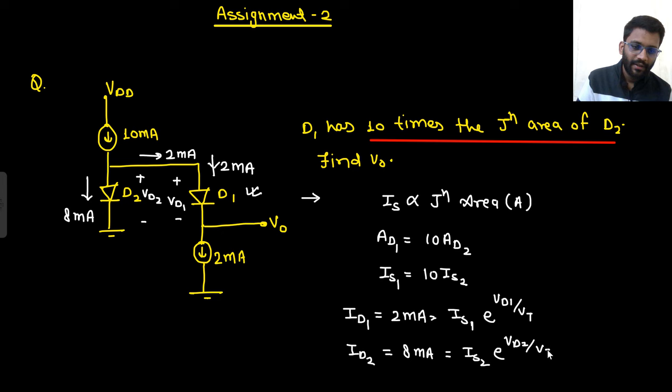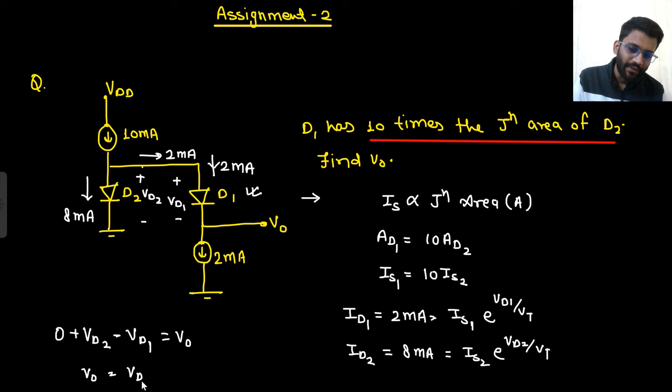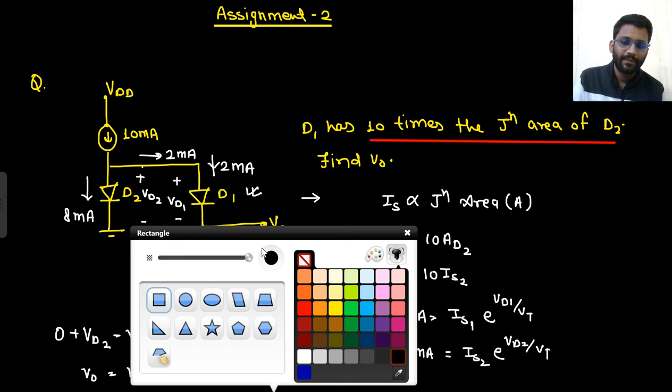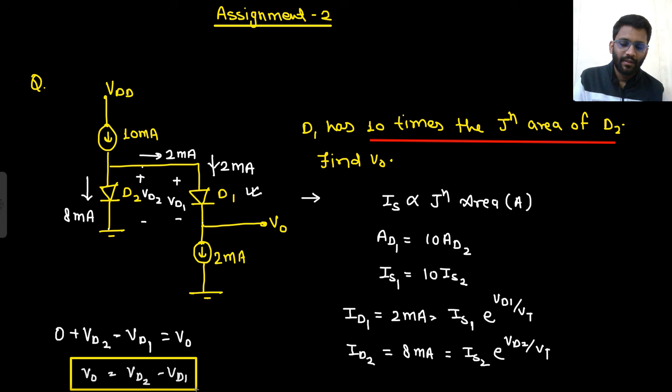What we need to find is the value of V0. So what will be my V0? Start from here: 0 plus VD2, simple KVL I am applying, minus VD1 equals V0. So your V0 is basically VD2 minus VD1. My target is to find this difference. If I can find VD2 minus VD1, my problem will be solved. V0 will be 0 plus VD2 minus VD1, so I just need to find the value of VD2 minus VD1. That's why I am doing all these things.